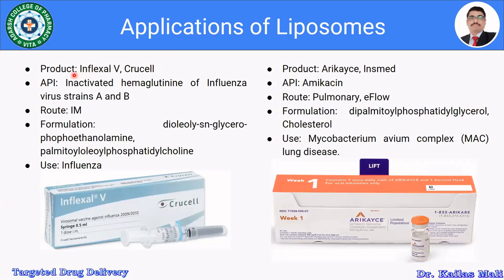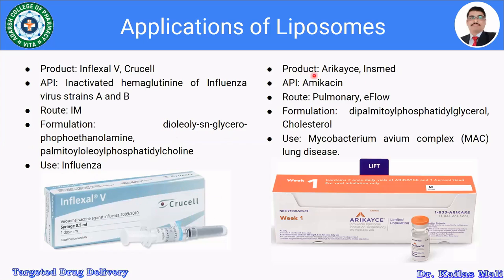Then another product is Inflexal V. It is developed by Crucell. It is the inactivated hemagglutinin of influenza virus strains A and B. It is a vaccine given by the intramuscular route. It is formulated with dioleoyl sn-glycerophosphoethanolamine and palmitoyl phosphatidylcholine, and it is used for influenza. So this is a product, Inflexal, developed by Crucell.